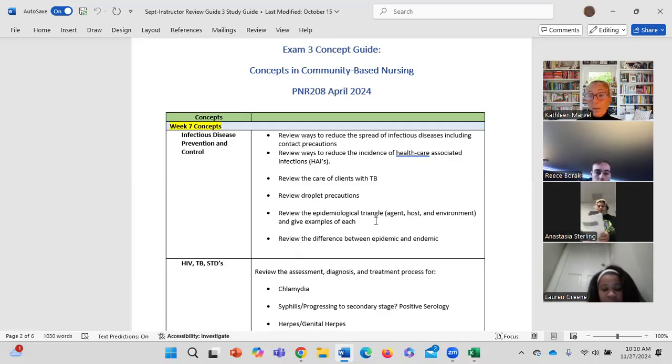Endemic, it's going to be around. It's not going away. So COVID right now is in an endemic phase. The flu is in an endemic phase. It's always going to be around. Do we have things to help us through those? Vaccines, staying healthy, minimizing exposure, of course. But be able to identify the difference between epidemic and endemic. And we went through that extensively in class.